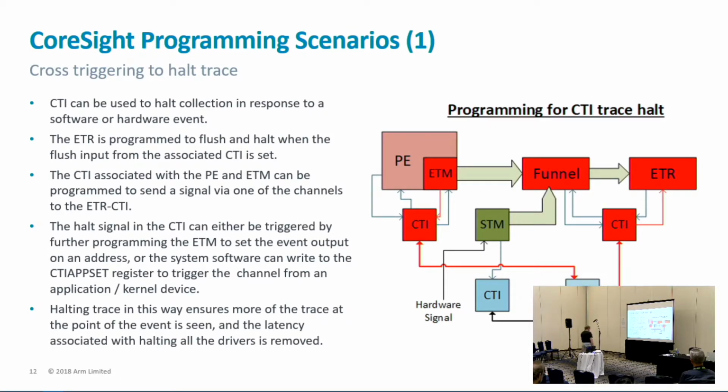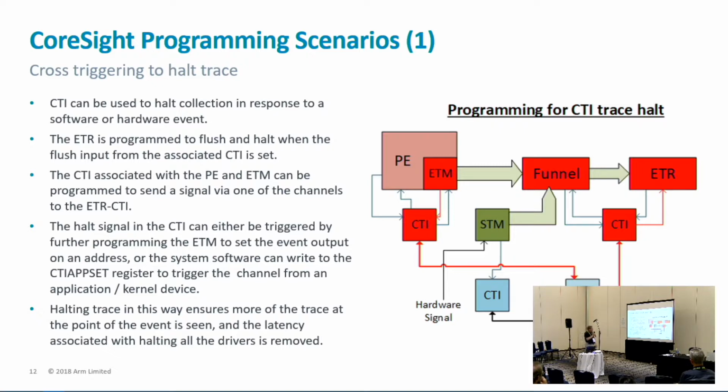So just to cover a few possible programming scenarios. Quite often, if you've got small buffers or you have a particular event you want to capture, it's quite useful to be able to stop the trace quickly. And using a hardware signal, we can achieve this without the usual latency of switching off all the ETMs and the ETR, and getting a lot of trace that isn't actually related to the event we're looking at.